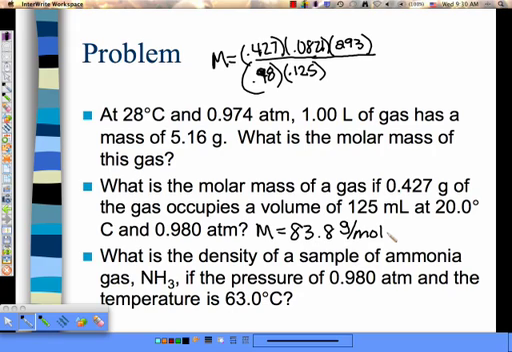Now, if you're going to put 0.98 times 0.125, make sure you put parentheses in your calculator around the 0.98 times 0.125. Otherwise, it'll divide by 0.98 and then take that total and multiply it by 0.125. Or you can just push divide by 0.98 and divide by 0.125.